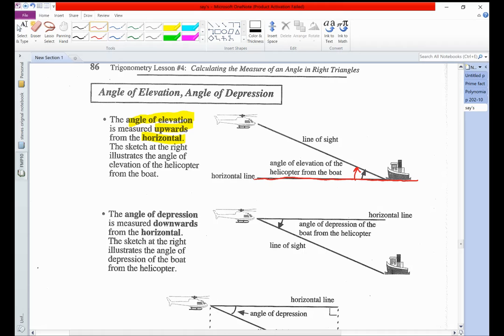And then angle of depression is a measure downwards from the horizontal. So the same picture here, the angle of depression of the boat from the helicopter. That means we're starting from the helicopter's horizontal, and angle of depression is going downwards.